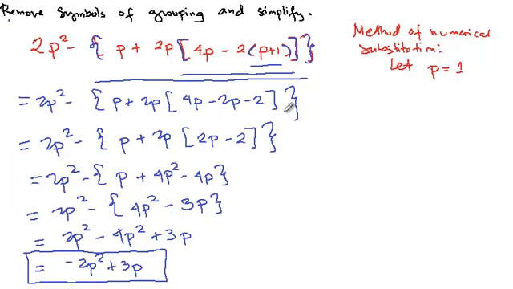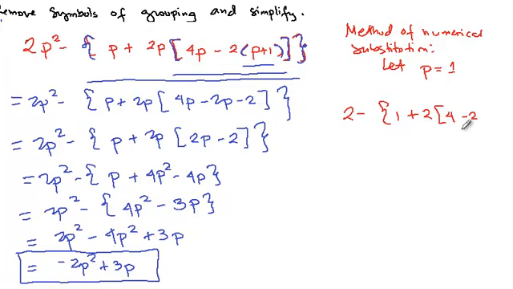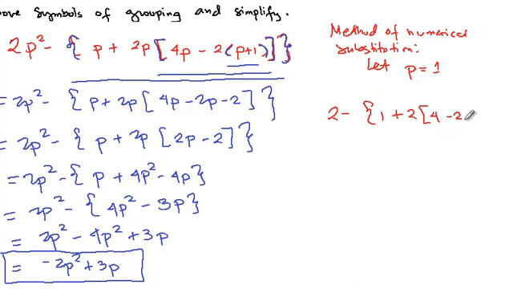So if p is equal to 1, you'll have 2p squared. What is 2 times 1 squared? That's simply 2. Then minus 1, plus this 2p. How much is 2p? 2 times 2, right? That's 4, minus the quantity 2, what is p plus 1? Since p is 1, that will be 2. Then close.